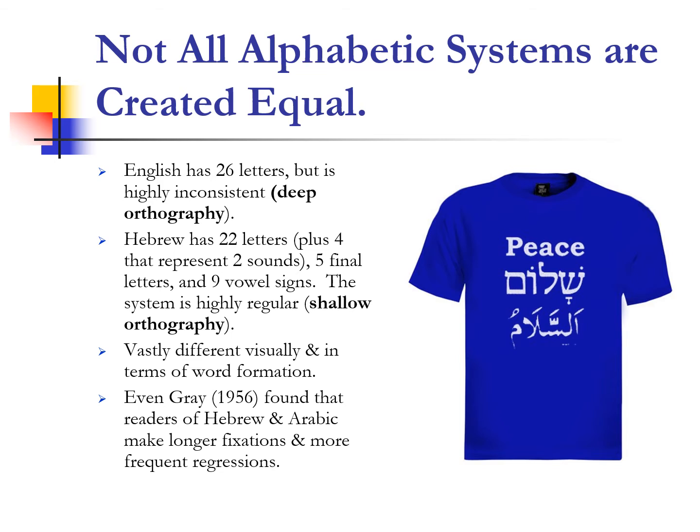We also know that not all alphabetic systems are created equally. This is one of the other stumbling blocks between the two. English has 26 letters, but they are totally inconsistent in the way they represent sounds. The technical term for this is that English has a deep orthography. Hebrew, by contrast, has 22 letters, 4 that represent 2 sounds, 5 final letters, and 9 vowel signs. But the system is highly regular. This is known as a shallow orthography.